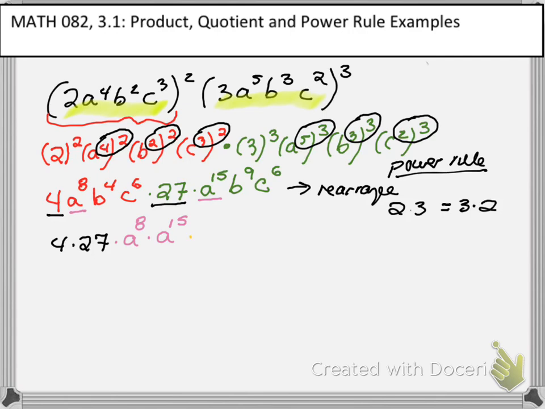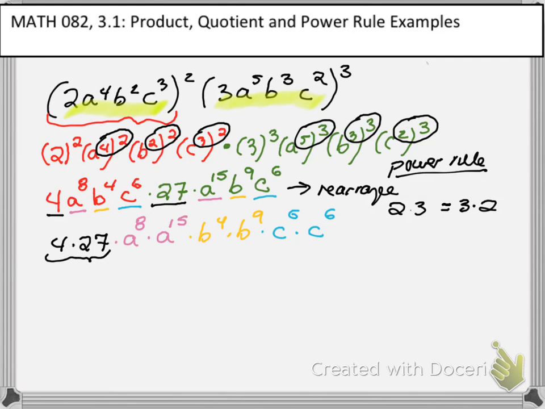Then what do we have? We have B to the 4th power, and we have B to the 9th power. Okay, and what else? We have our C's. We have C to the 6th power. Oh, and we have another C to the 6th power. Okay, so having rearranged these, I can now start using other properties.